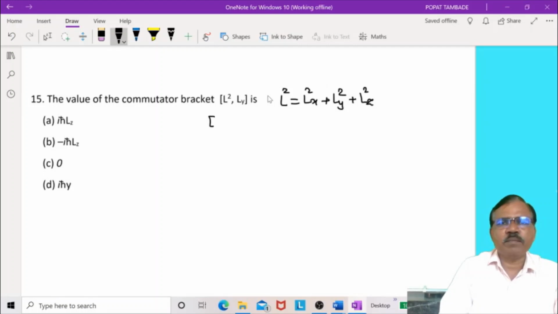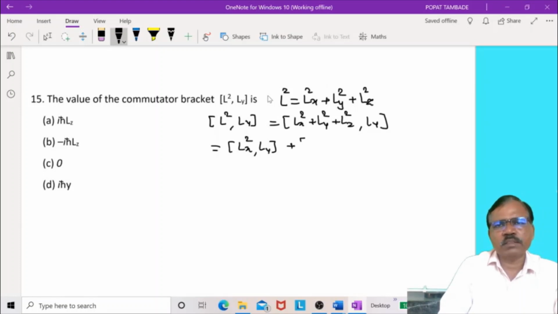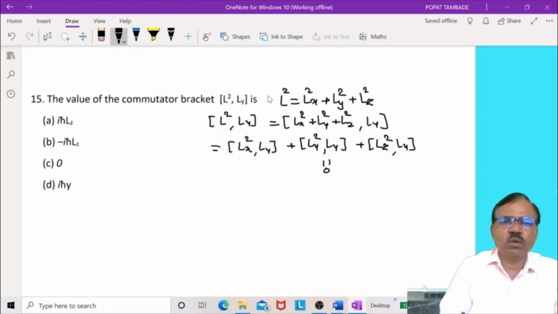And then we have to find the commutator bracket. [L², Ly], that is equal to [Lx² + Ly² + Lz², Ly]. So we get here [Lx², Ly] plus [Ly², Ly] plus [Lz², Ly]. Now this second one comes out to be 0 directly.